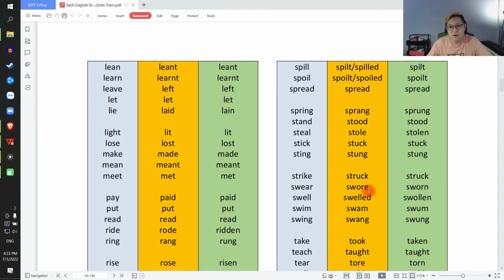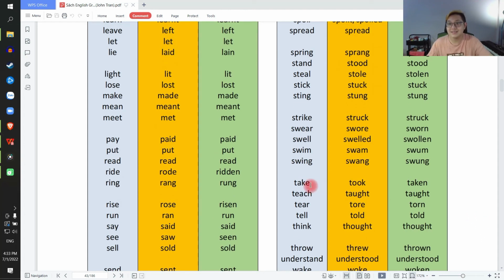Swear, swore, sworn. Swell, swelled, swollen. Swim, swam, swum. Swing, swang, swung.